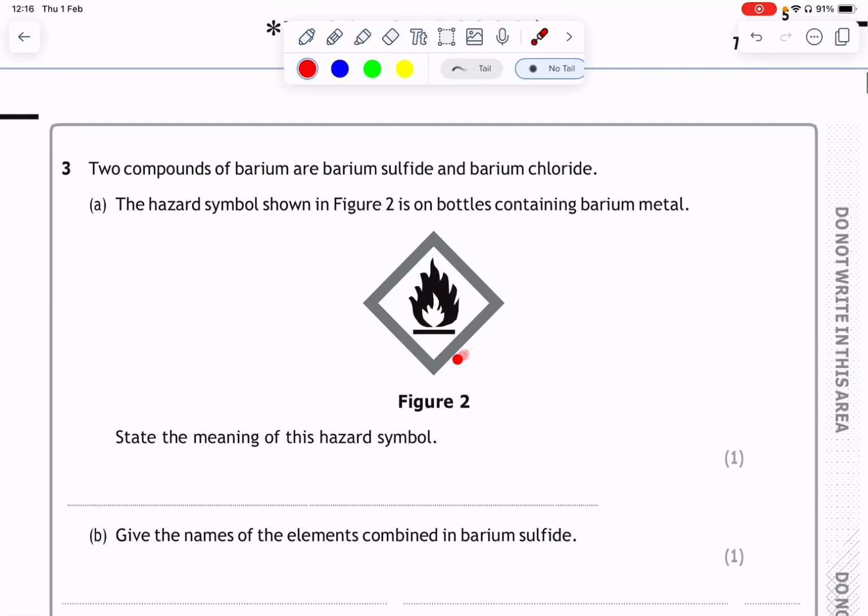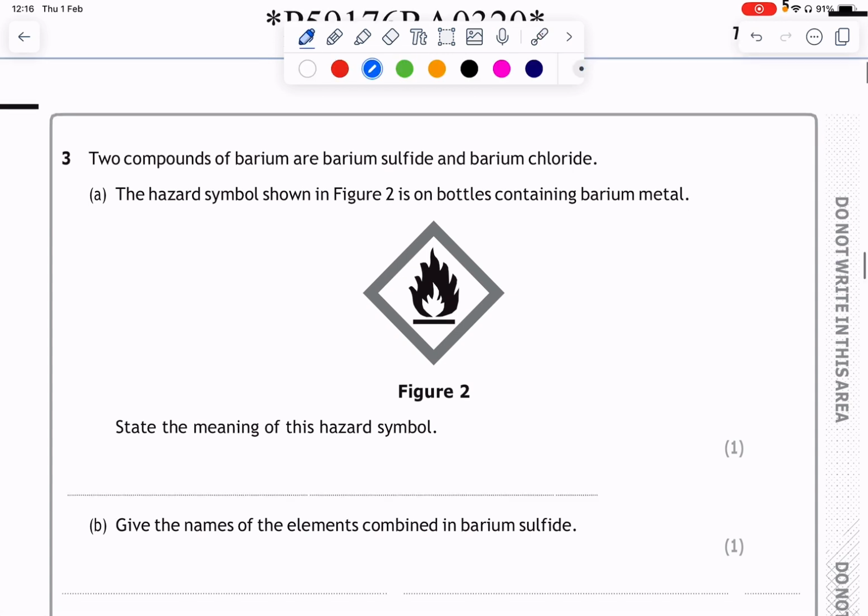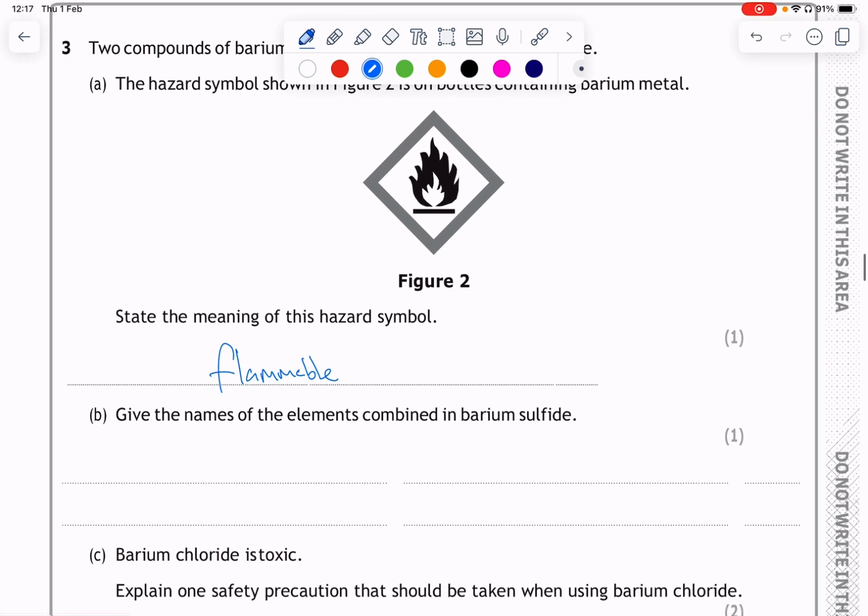Okay, so hazard symbols that contain this logo, this means that they are flammable. So they always try and give you a picture that helps you visually to understand what it means. Give the names of the elements that will combine to form barium sulfide.